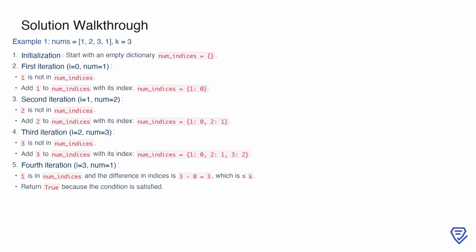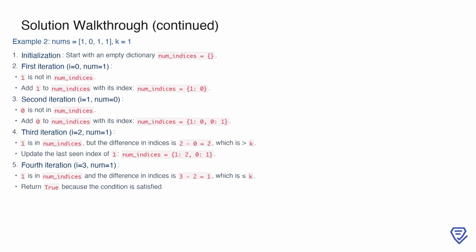Finally, in the fourth iteration, the number is 1 at index 3. This time, 1 is already in the dictionary, and we calculate the difference between the current index and the last seen index, which is 3 - 0 equals 3. Since this difference is less than or equal to k, which is also 3, the condition is met, so we return true as the result.